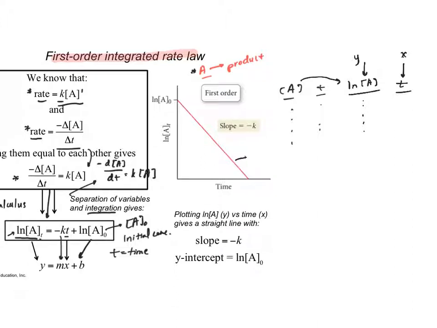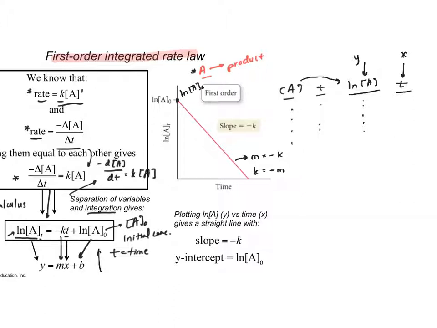And that line would be this guy. The slope of that line, so m would be equal to the minus rate constant. So if you wanted the rate constant, you would just take the negative slope, and the y-intercept would be the initial concentration of A, okay?